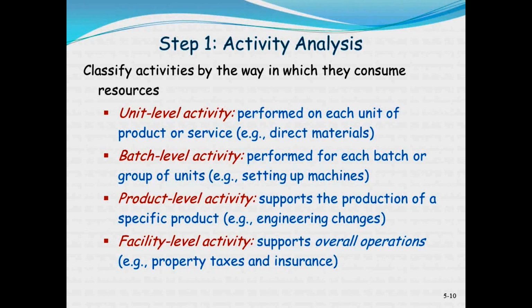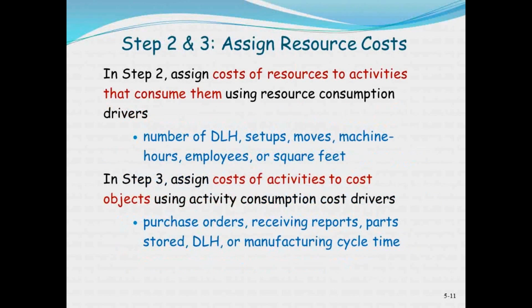So unit level, batch level, and product level. Facility level are those that support a specific facility, taxes, insurance, etc. So all of these costs or activities are so categorized, and then for each one of them, you determine the appropriate driver.